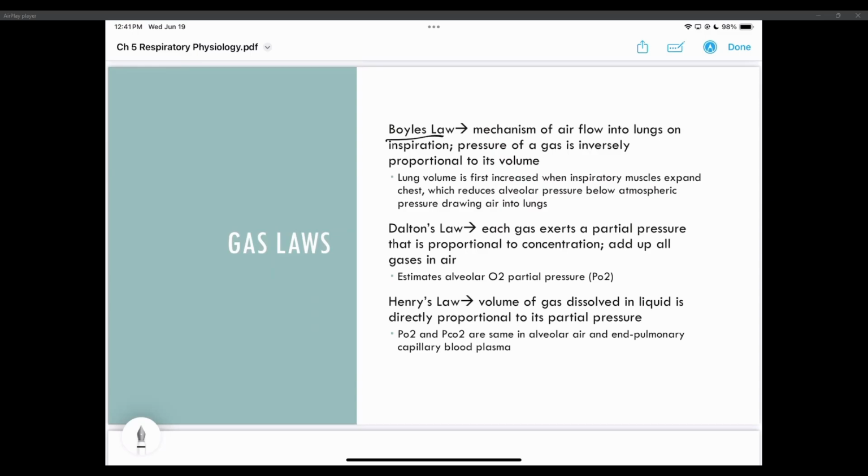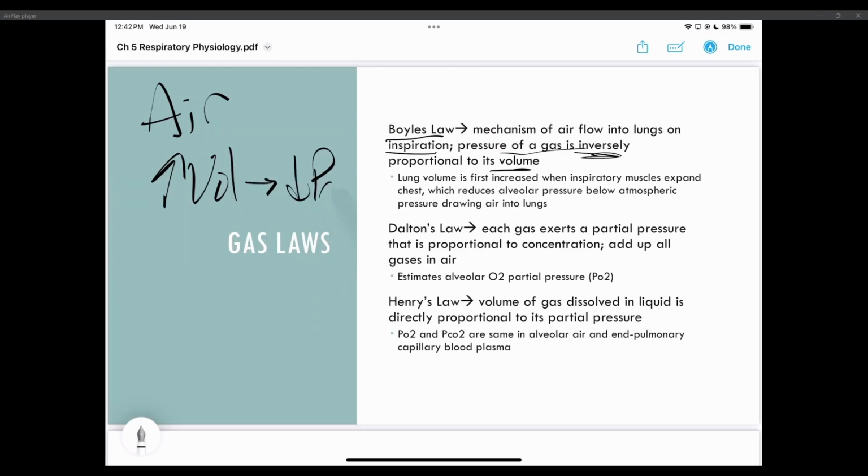So the first thing has to do with Boyle's law. This is just airflow into the lungs with inspiration. So the pressure of the gas is inversely proportional to the volume. So when it comes to air, increase volume, decrease in pressure.